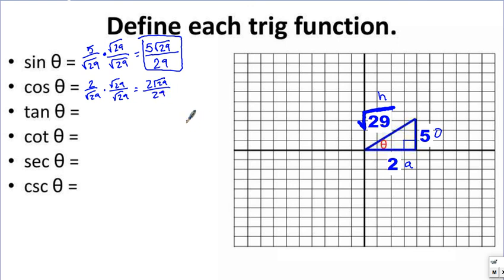All right, I want you to pause here and come up with the answers for these 4 remaining ones, and then when you come back, you can check. Okay, so there's the answers for those remaining 4. All right, and that's it for our intro to triangular trig.